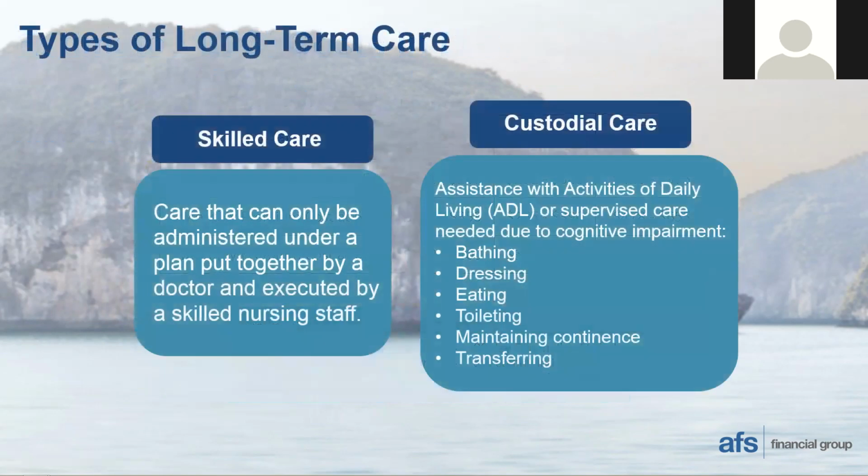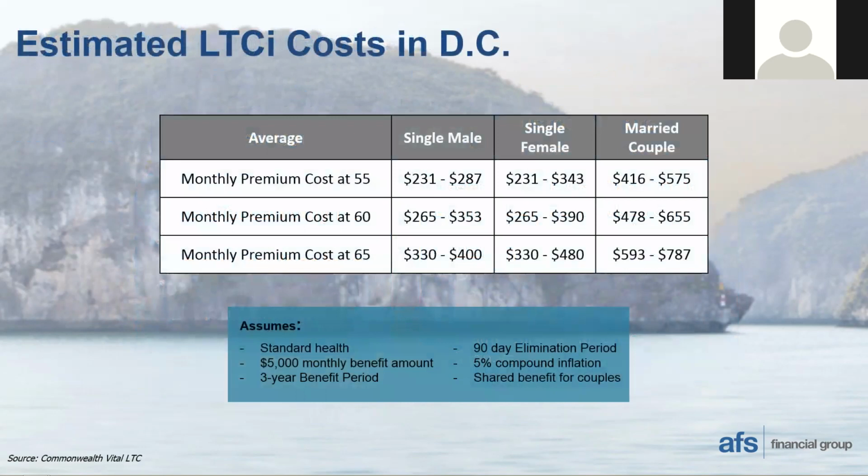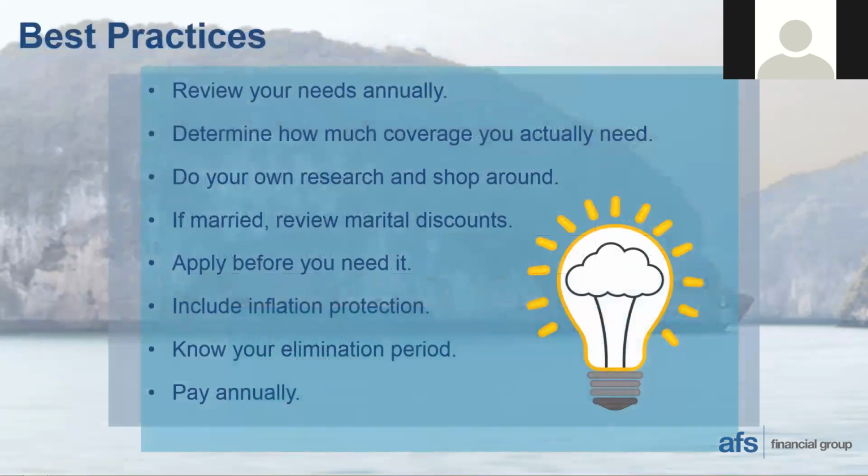The slide I skipped over here was just something I talked about before, the two different kinds of care. So now I know we're coming up on our time. For long-term care, similar best practices. You can get a discount for married couples, which I talked about. I think I already hit on all of these points.